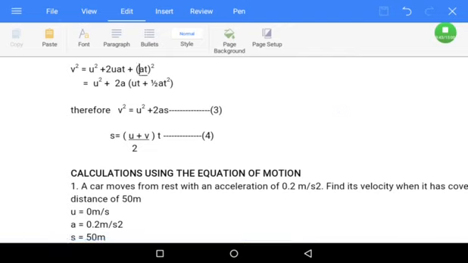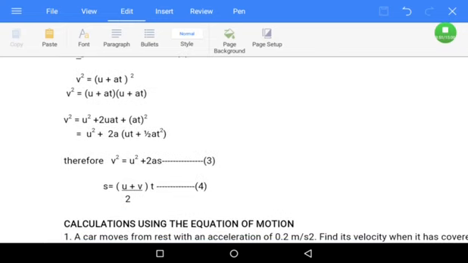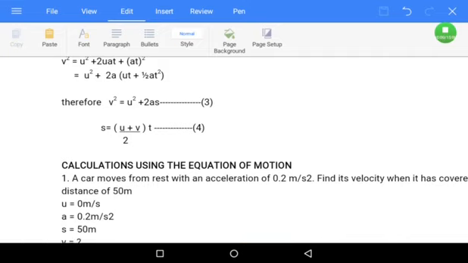Now bravo, but I know that ut plus half at squared was derived here. What is my ut plus half at squared? It means my s. So just come and put s, replace the ut plus half at squared with s. So I'll have v squared equals u squared plus 2as. Hence the third formula: v squared equals u squared plus 2as.